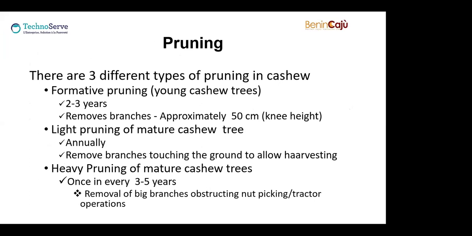Pruning. There are three different types of pruning in cashew. One is formative pruning of young cashew trees. And formative pruning is done in the second and the third year after transplanting. This involves removal of branches which are attached near the ground, up to approximately 50 centimeters. And to make it easier for the farmers, we use any height as an average of 50 centimeters from the ground.